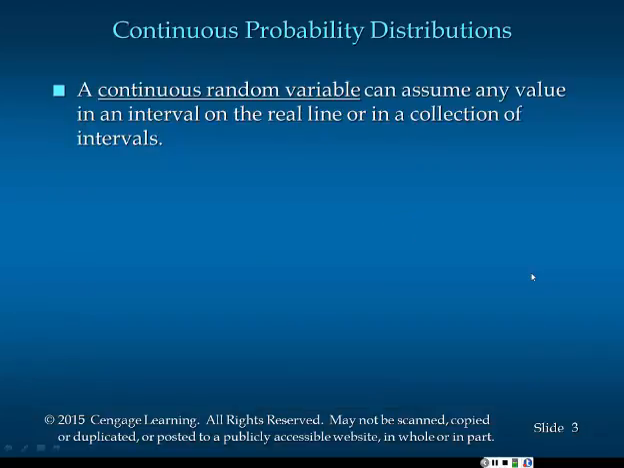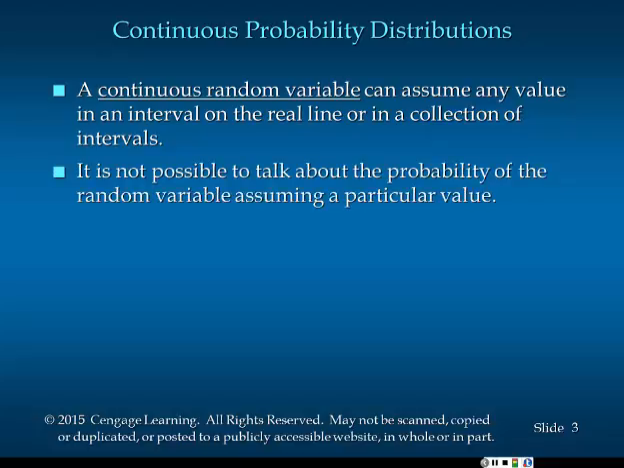So a continuous random variable can assume any value in an interval on the real line or in a collection of intervals. The reason we say collection of intervals is that maybe I want to ask a question like, if GPAs are continuously distributed, what is the probability of having a GPA that is greater than 3.0 or less than 1.0? Those are two different intervals. You should still be able to calculate those two probabilities and add them together.